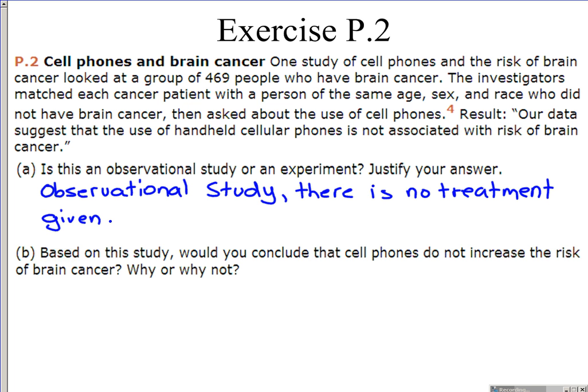Letter B. Based on this study, would you conclude that cell phones do not increase the risk of brain cancer? Why or why not? This is something that we will get into later on. You cannot establish cause and effect relationships from observational studies. So based on this study, would you conclude that cell phones do not increase the risk of brain cancer? No, you can't do that. And the reason is because cause and effect relationships cannot be based on observational studies.